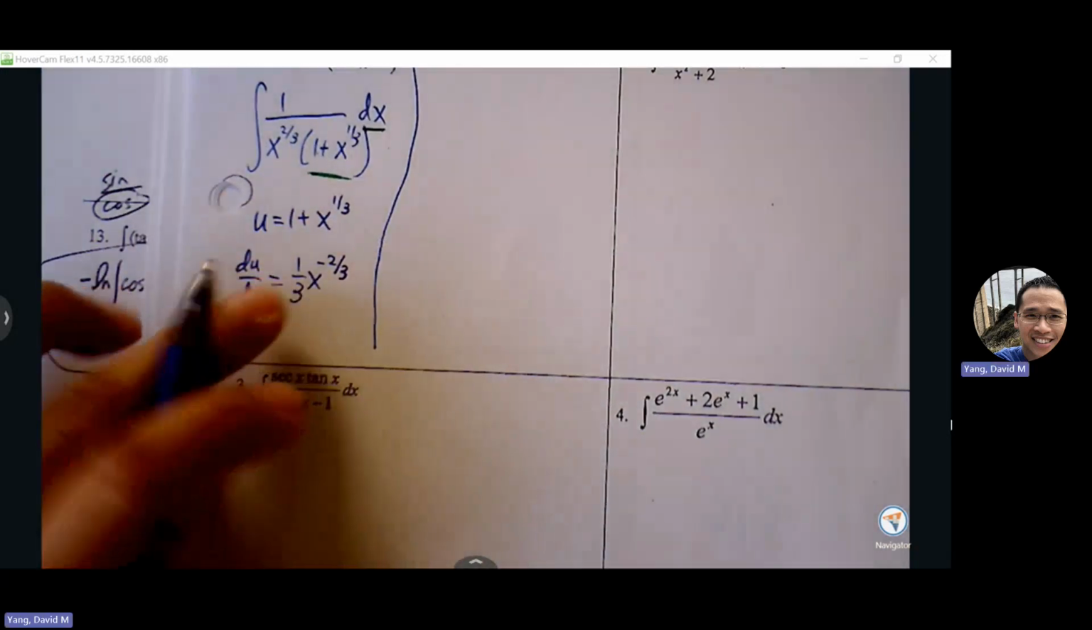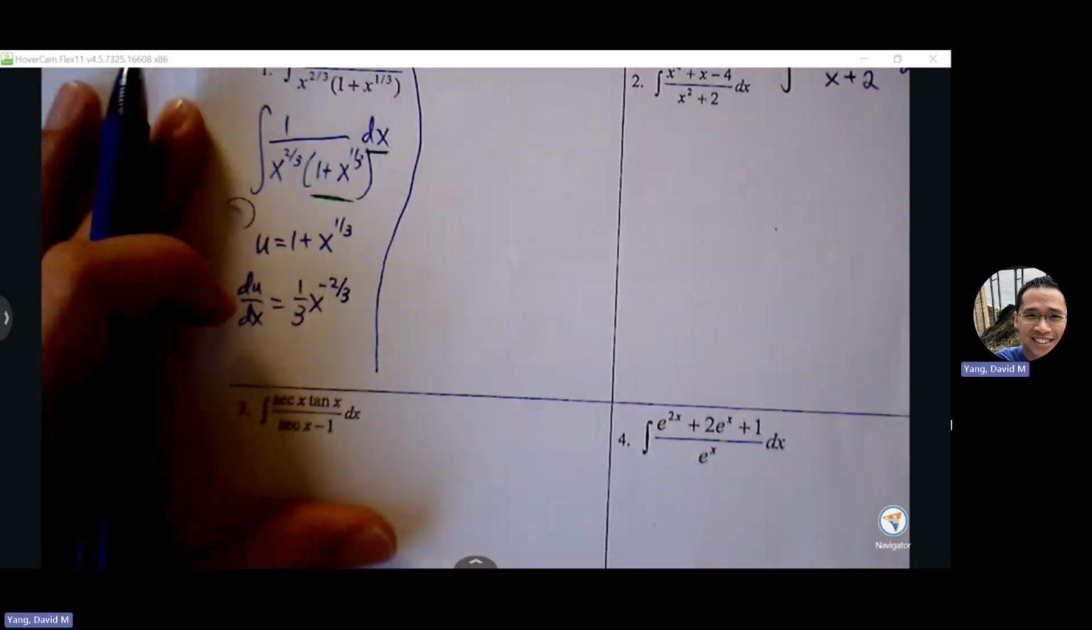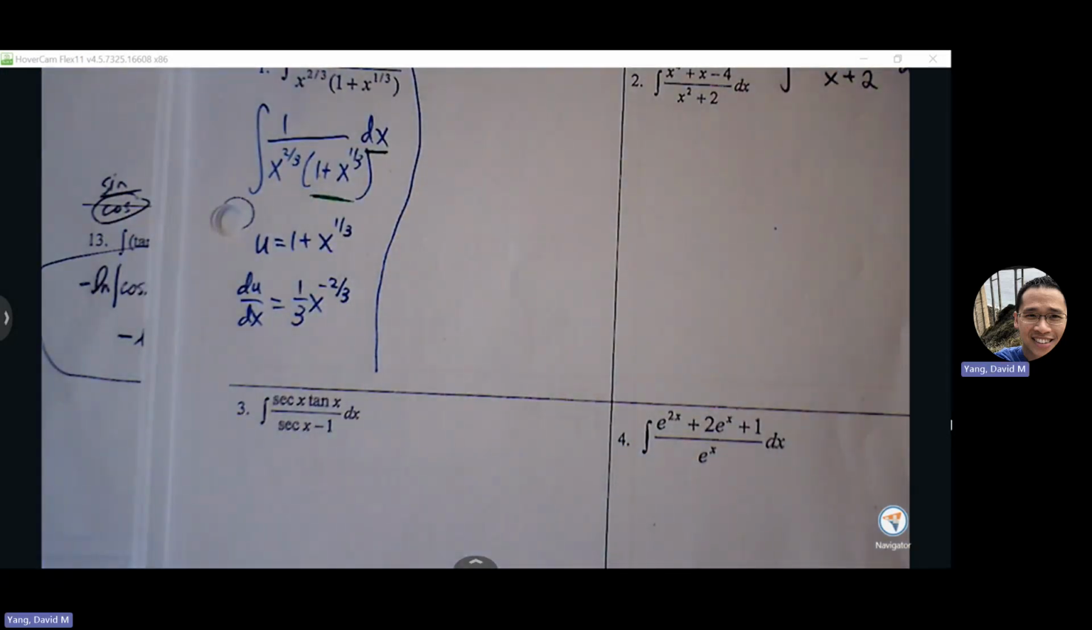It's not where it needs to be yet. We still need to go through and rearrange, but at least we see that 2/3. That's a good sign.